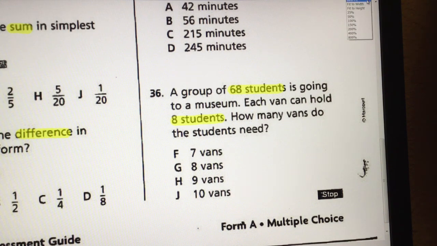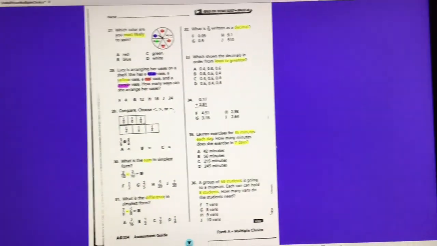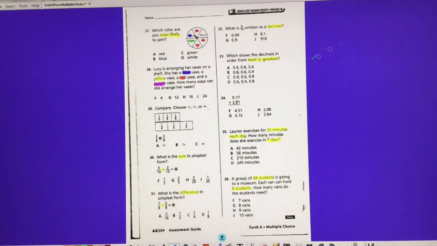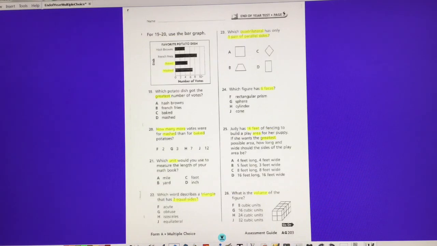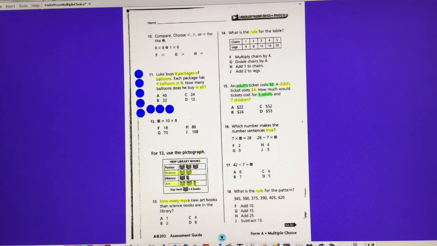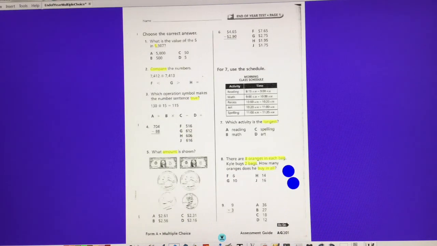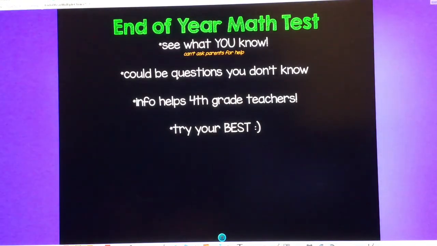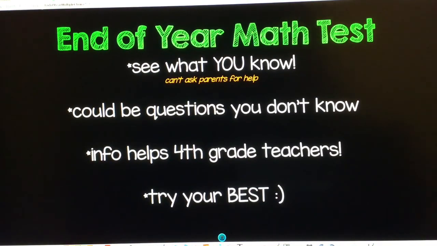Okay, so there's your multiple choice end of the year test. Okay, go back through. Make sure you have all 36 problems answered. Remember, there's going to be questions on here that you may or may not know. Okay? And that's okay. Remember, we want to see what you know. You shouldn't have got any help from your parents. Remember, there's questions you may or may not know, and that's okay. Take a guess. This info helps the 4th grade teachers. And no matter what their grade, we wanted you to try your best. So if you need to, go back to the beginning of the video and go through it. You can always pause the video while you're taking the test.